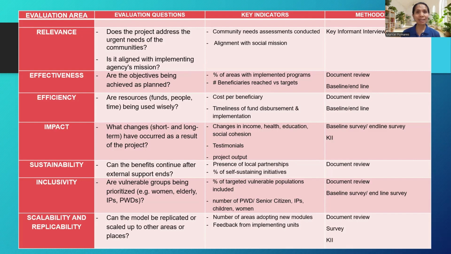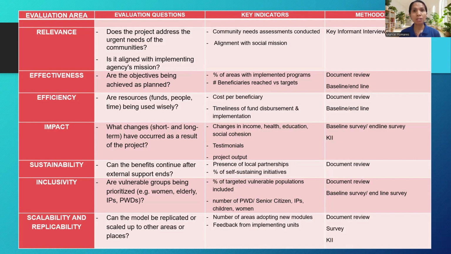Let us now talk about this area, inclusivity. Why do we need to include this as part of the evaluation of a social mobilization? Because when we plan a social mobilization program, we must not consider only the first beneficiaries. For example, our campaign is about stopping smoking in the community. The first beneficiaries are the smokers. If they stop, they will benefit from the program and they will be healthy.